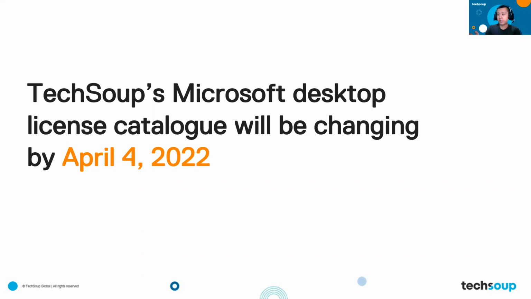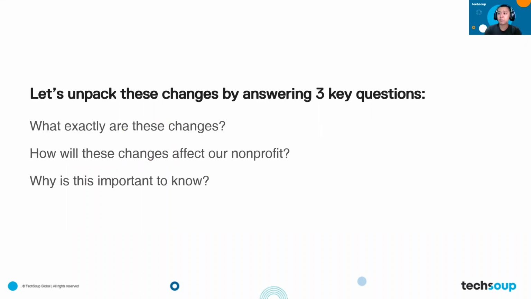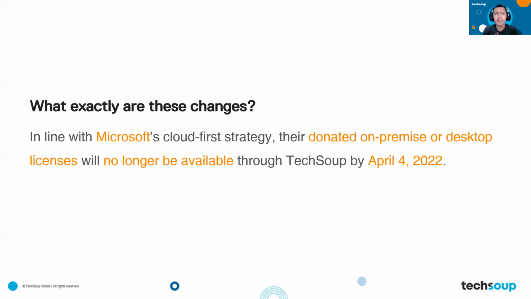So in short, this is what we're expecting: significant changes to our desktop license catalog by April 4, 2022, but specifically to Microsoft. In order for us to strategically unpack all of these changes, let's try to answer 3 key questions. First and foremost, what exactly are these changes? Second, considering these upcoming changes, how will this affect my nonprofit? And last but not the least, why is it important to know about these changes? Maybe this doesn't affect you at all, but nonetheless, we want you to be aware as well. So what exactly are these changes?